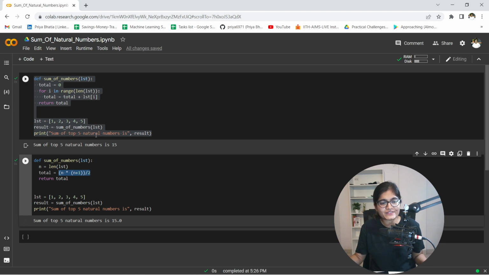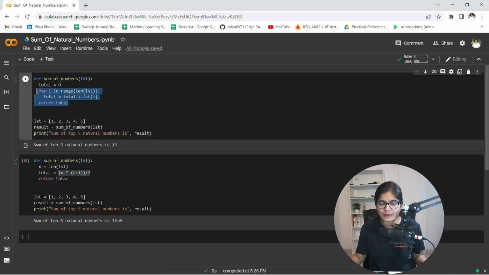Apart from that, we have seen that the same thing can be calculated with the help of this for loop. Which one is better? To solve one problem, calculating the sum of n natural numbers, we now have two solutions. One is with a for loop. The other is applying a direct formula, n into n plus 1 by 2.